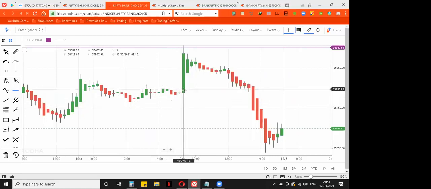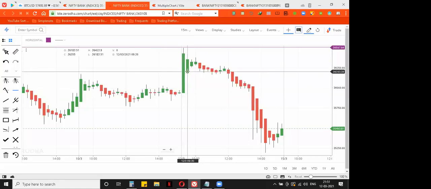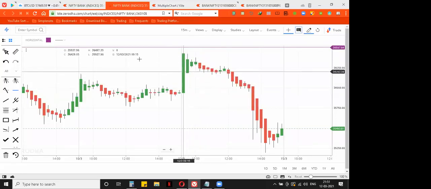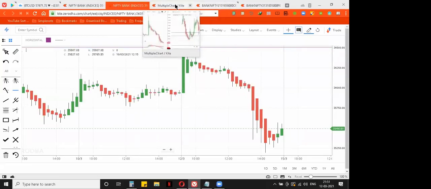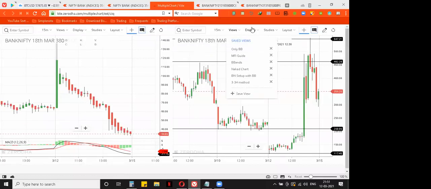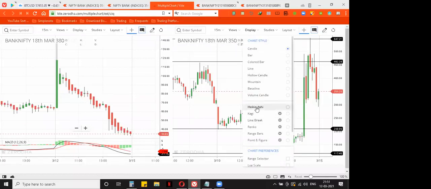The moment I see the opening is green, I do nothing. I just wait and see whether it turns into a red candle on the spot chart. I do have the options chart in a two-pane window, which Zerodha kindly provides. So what I do is I keep these things in HeikenAshi mode.